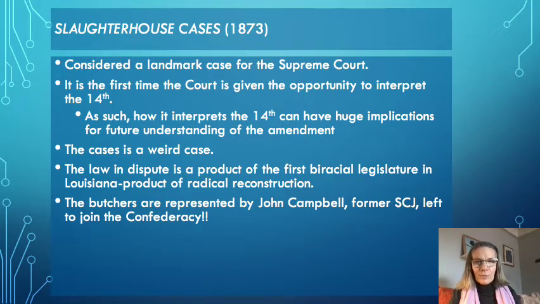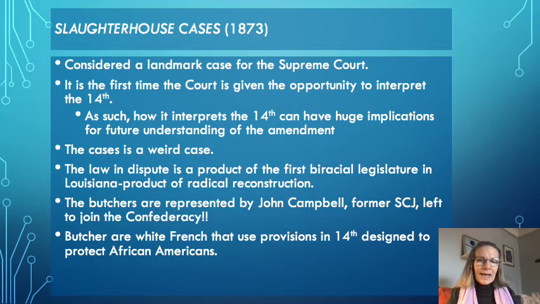Another cool, interesting aspect of this case is that the butchers are represented by John Campbell. John Campbell was a former member of the Supreme Court prior to the Civil War. He left the Supreme Court to join the Confederacy, and he actually was one of the right-hand men of Jefferson Davis during the Confederacy. So again, pretty bonkers. And the butchers are bringing suit against the state of Louisiana for the passage of this monopoly slaughterhouse, which we'll talk about in a moment.